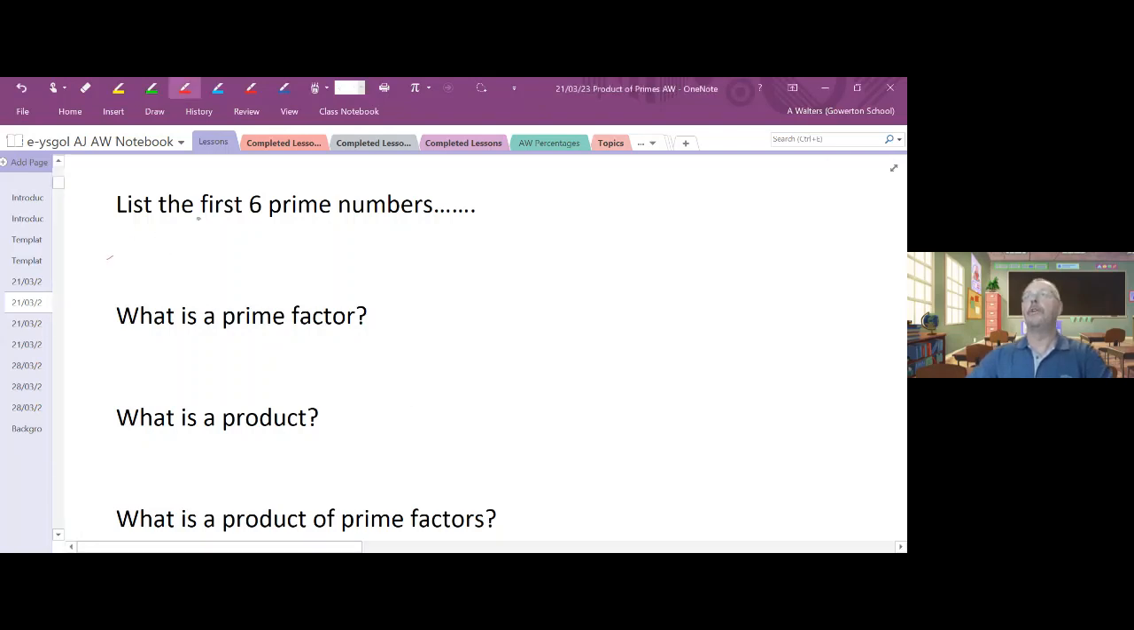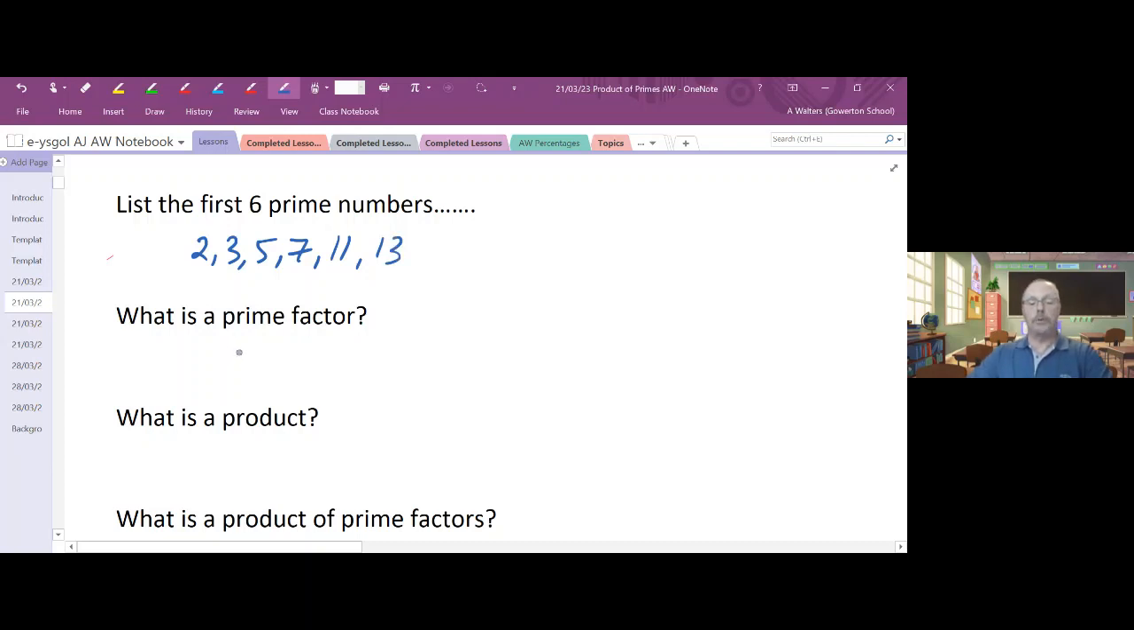Okay, so here we go then. The first 6 prime numbers. 1 is not a prime number. The first prime number is 2, and then you have 3, 5, 7, and 11. Those are the first 5, sorry, and then 13.